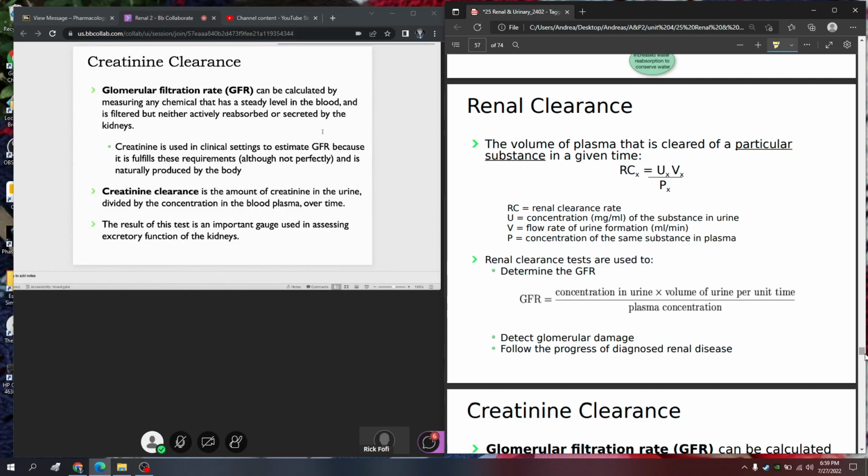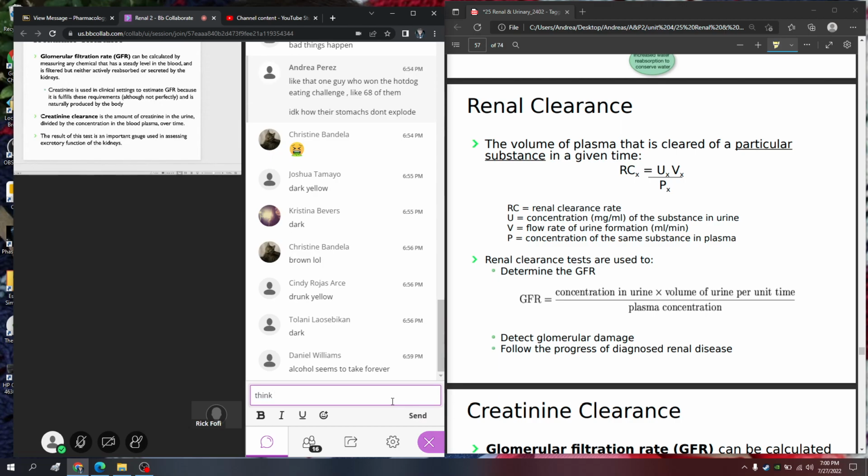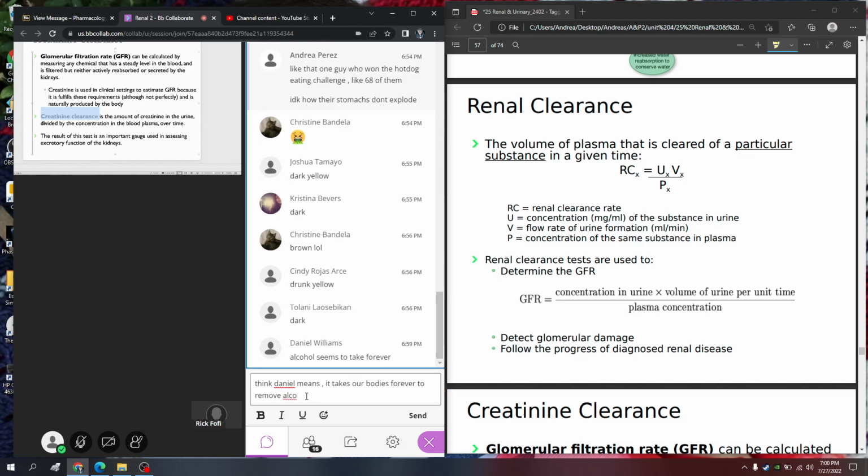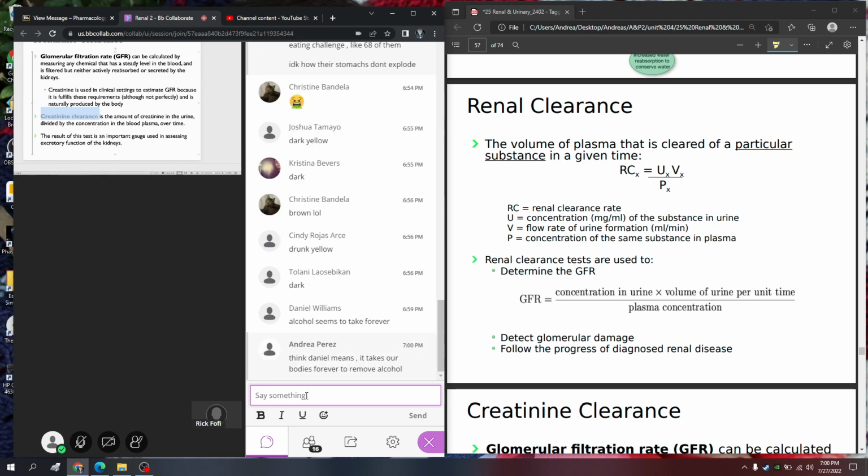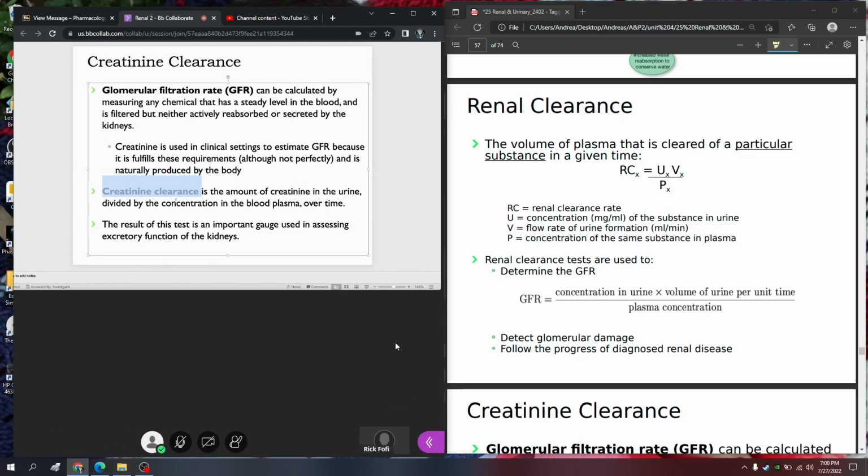So we filter the blood. I'm not sure what you mean by that, Daniel. Alcohol seems to take forever. I'm not sure what you mean by that, but you can explain in your next little blurb there. So again, the natural way to see how well your kidneys are working is to see how well you remove creatinine. Now, you may not remember this, but creatinine is what you produce when you use creatine phosphate as part of your energy to produce ATP. I'm not going to go over that. If your AMP1 instructor didn't cover it, don't worry about it. But creatine phosphate is something you have in your muscles. And if you need a little extra ATP, creatine phosphate can produce that. And this is what's left over. And now you need to get rid of it.